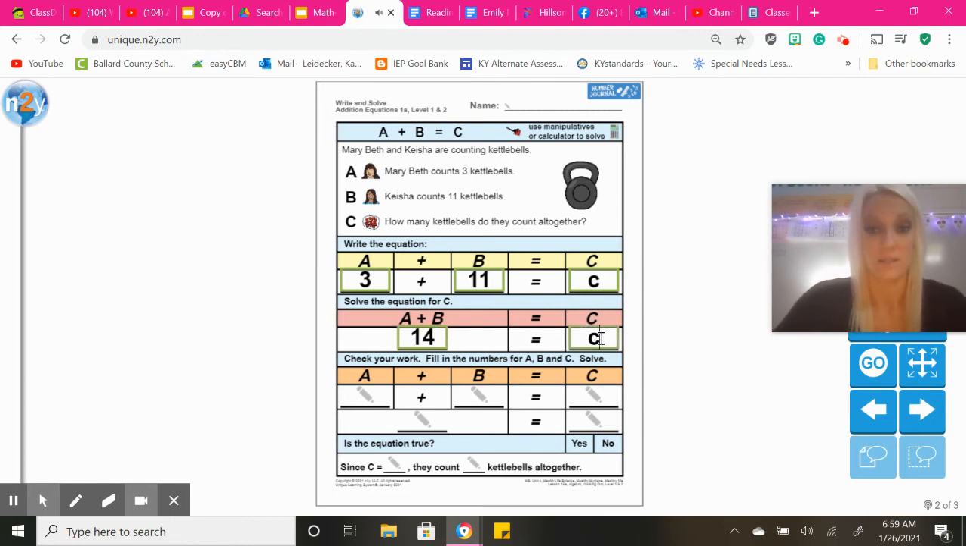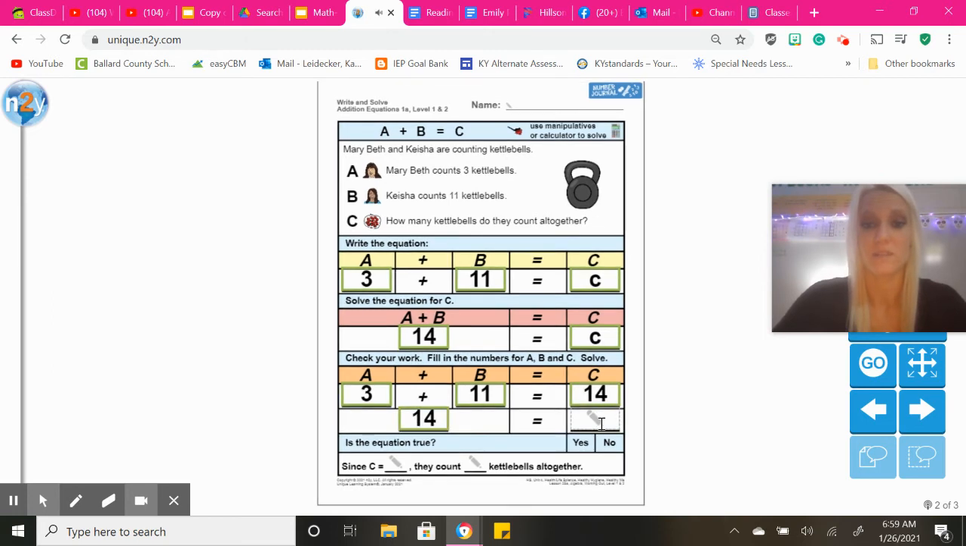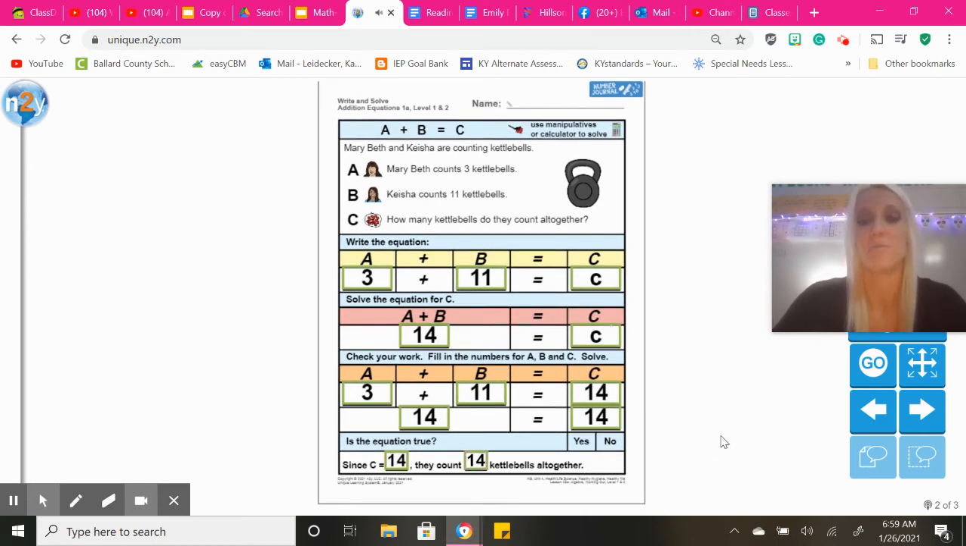C is, we still don't know C, but we're going to check our work. A was 3. B was 11, which we got equals 14. So does 14 equal 14? Yes, it does. So C equals 14. So they counted 14 kettlebells all together.